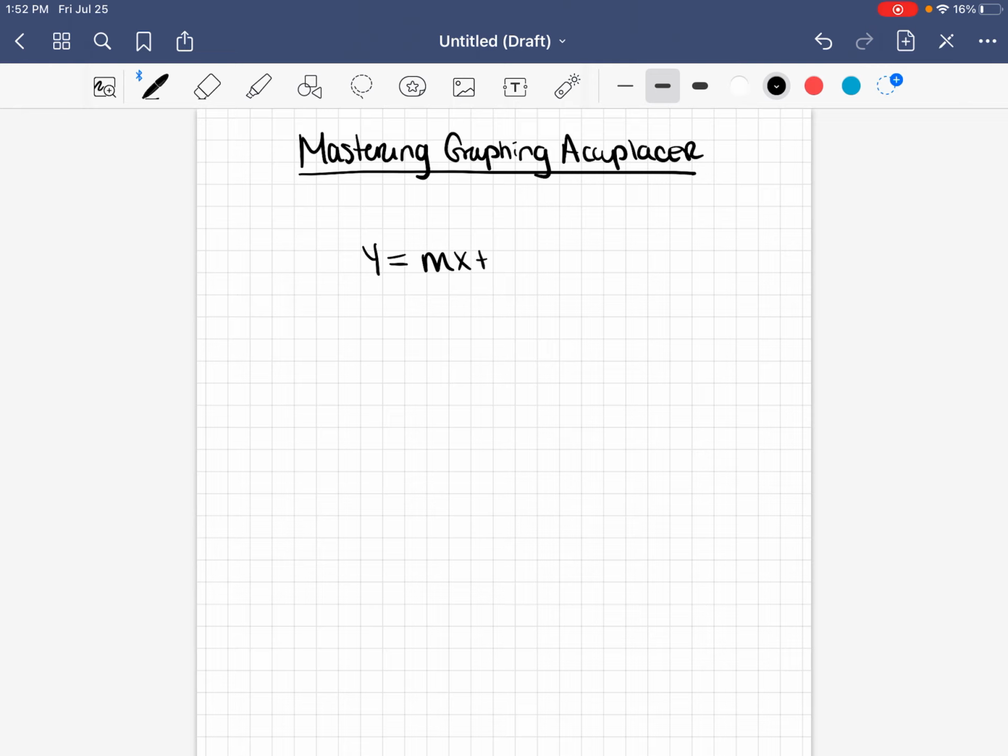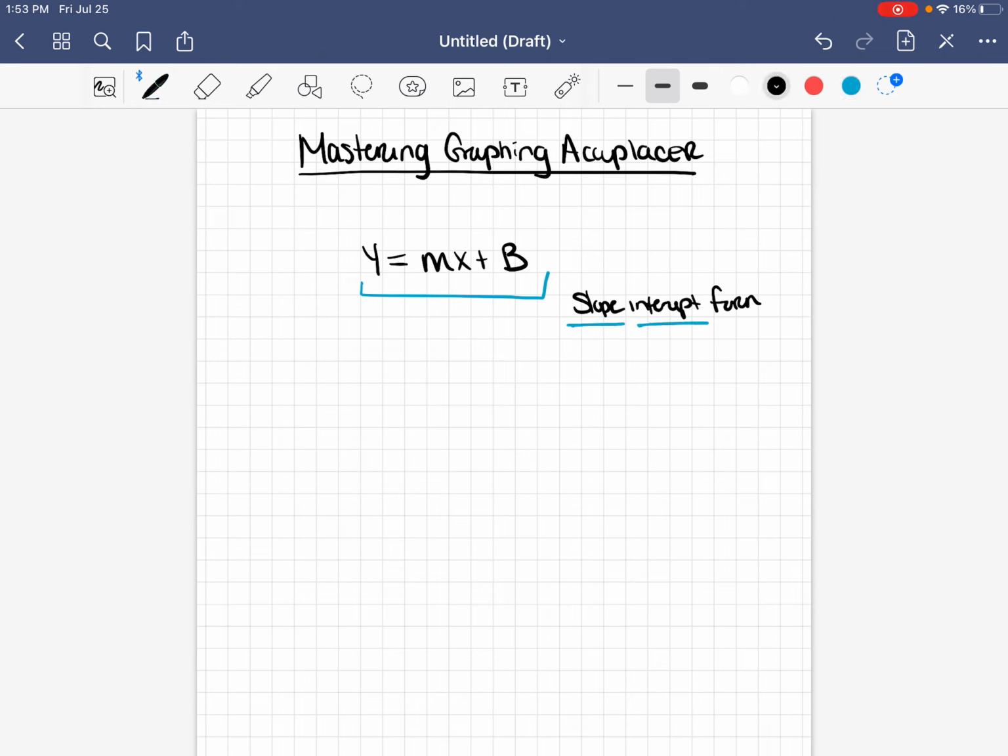y = mx + b. And we're going to talk about what this means. So this is the basic equation for a line. It's called slope-intercept form. And it's really simple. The reason why it's called that is because based on this formula here, you can find the slope and you can find the y-intercept.